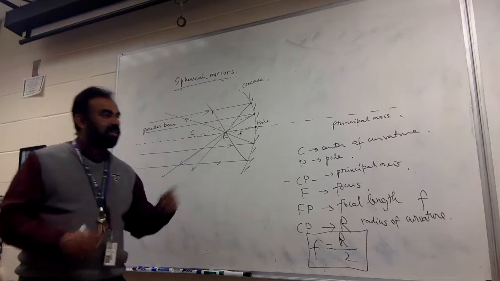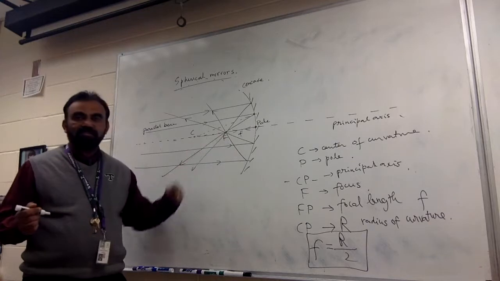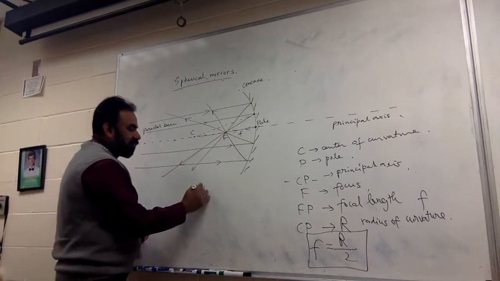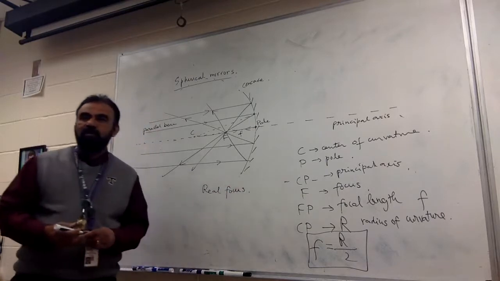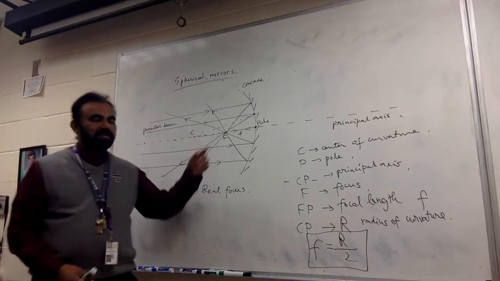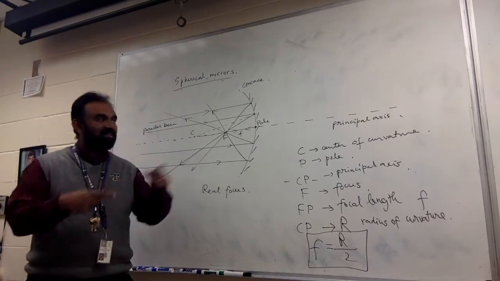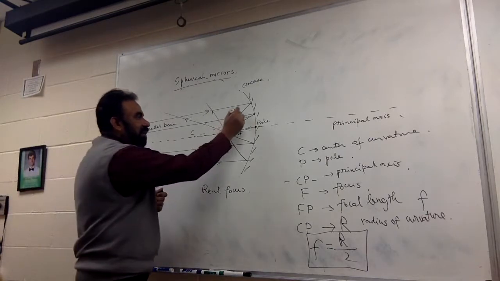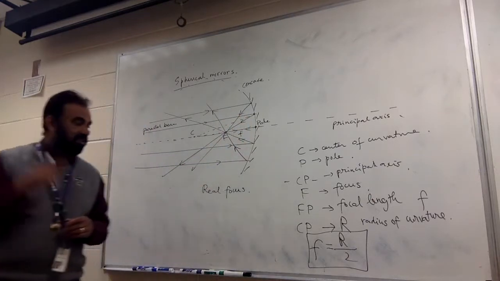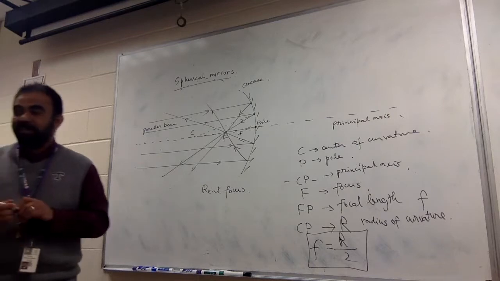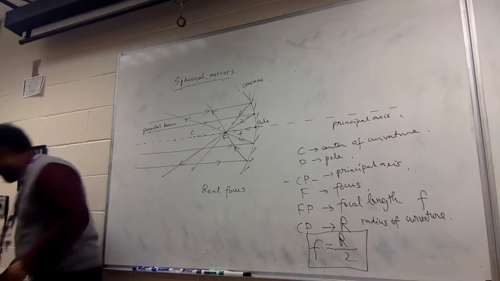But what are the characteristics of this focus? The characteristics of this focus is it's a real focus. Why do I call it real focus? Because the rays are actually coming and hitting there, right? These are all rays that are actually coming and converging to that spot. So it is a real focus. You should be able to see that real focus. If light is focused with this mirror, you should be able to see it.